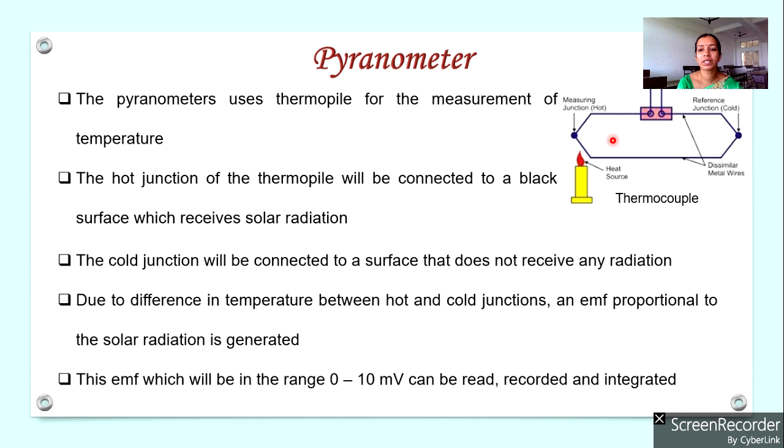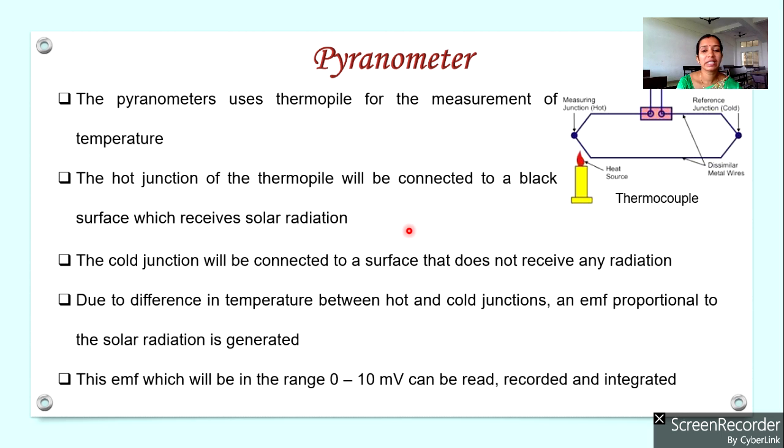This is the basic principle of a thermocouple, and a number of such thermocouples are connected together to form a thermopile. The thermopile is used in a pyranometer for the measurement of unknown temperature, that is, for the measurement of temperature of the solar radiation. So here temperature measurement is achieved by using alternate black and white surfaces.